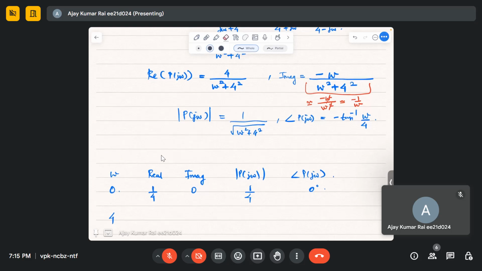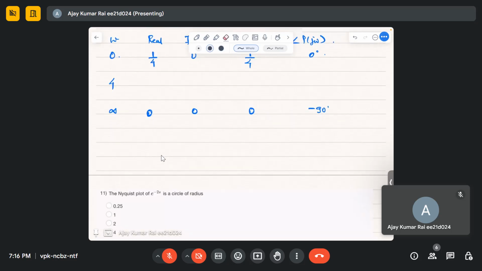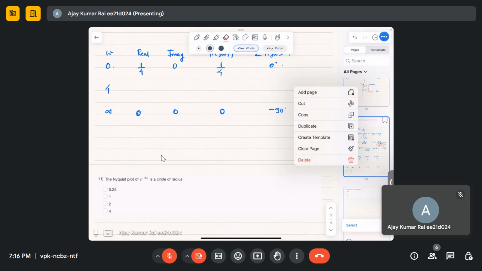So let's say we have the formula to calculate the phase, tan inverse of omega by 4. Just put omega equal to infinity. What you'll get? 90 degrees, and minus of 90 you'll get if you put it here. So we got this. So let's plot the semicircle.